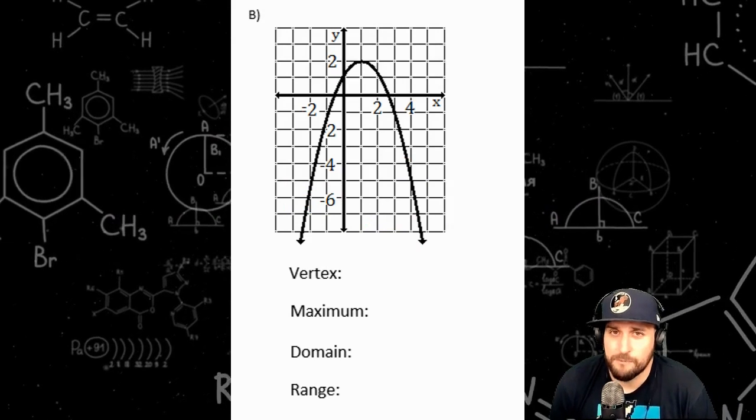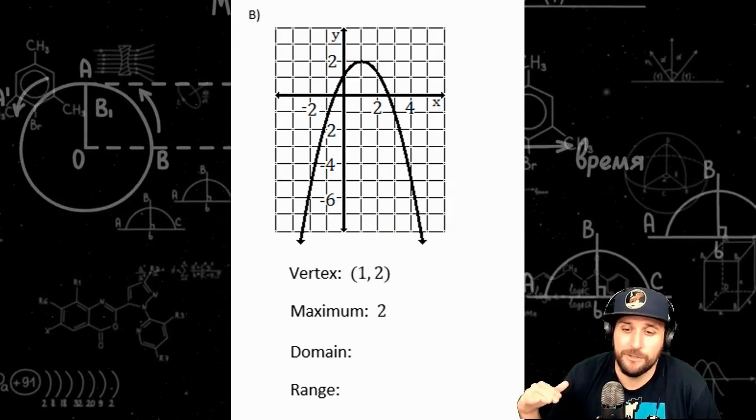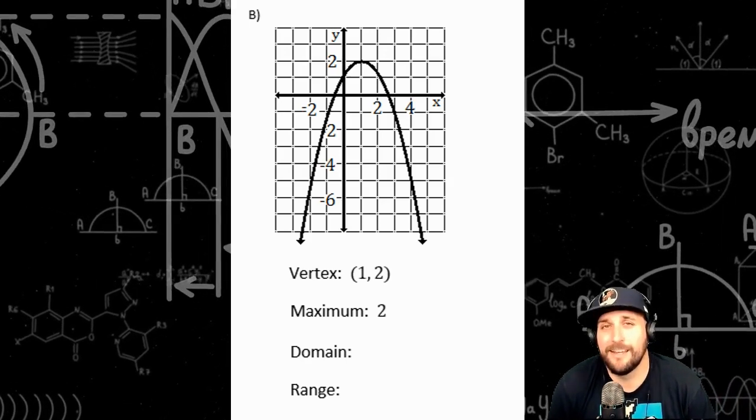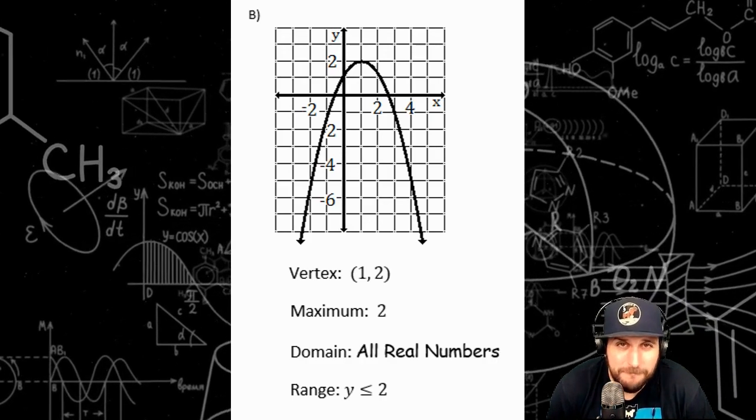So these are the answers for B. Our vertex is at 1, 2. Our maximum is at 2. Our domain, again, all real numbers. And our range is y is less than or equal to 2.